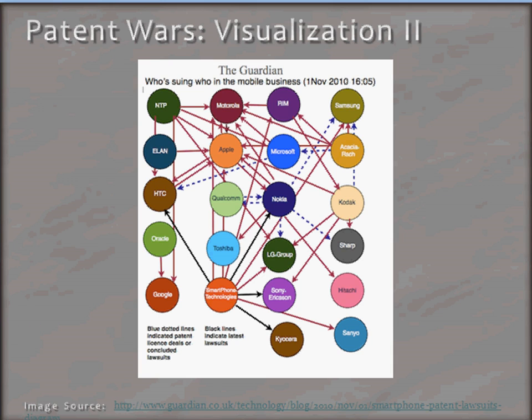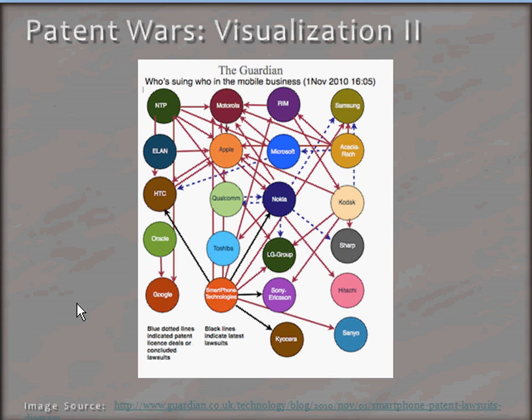Now if we look at the second visualization, which comes from The Guardian, a news source based in the UK, we see that there is a title here. It says who is suing who in the mobile business, so that makes clear what's going on. There's also a date, which is very useful because we know when this information was current. Ostensibly, sometimes this information changes. And we also see a legend. So this tells us that our blue dotted lines indicate patent license deals or concluded lawsuits, so lawsuits that occurred at one point but are over now, and black lines that indicate the latest lawsuit, so maybe the most recent things that are going on.